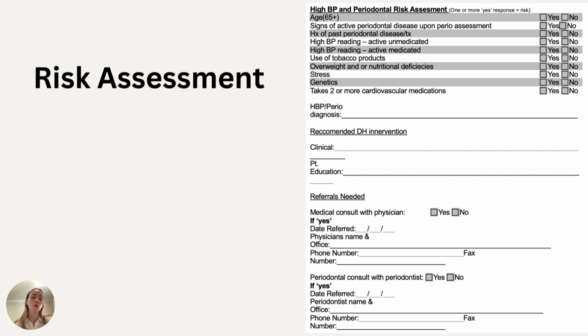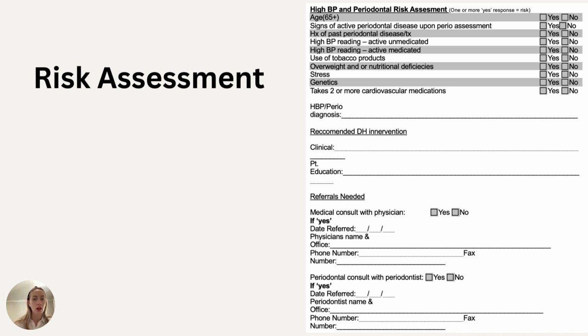Does the patient take 2 or more cardiovascular medications? If the patient's on 2 or more cardiovascular medications, this increases their risk. So that'd be a yes or no again. And then we could formulate a diagnosis based on this. So a dental hygiene diagnosis or a diagnosis by the dentist on what our outcome was. So essentially 1 or more yes in this category indicates a risk.